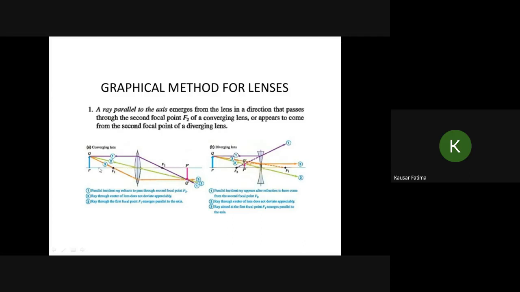And the same kind of diagram is drawn for the concave lens, and it is a bit different. Here we will study it in detail afterwards. First, let us see it again for the convex lens.